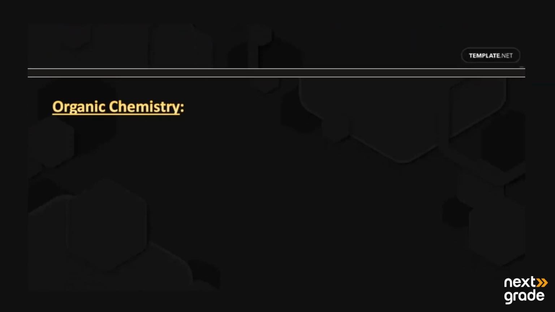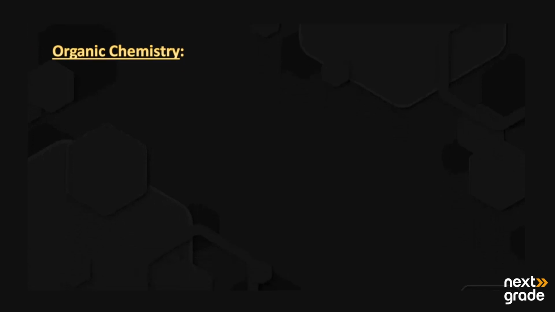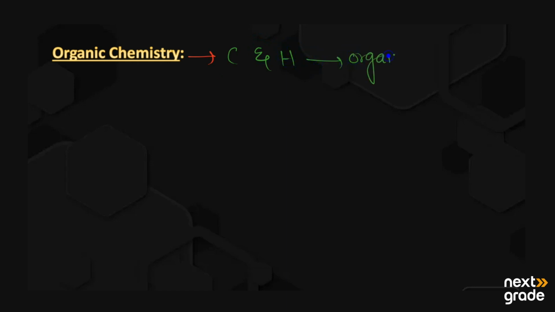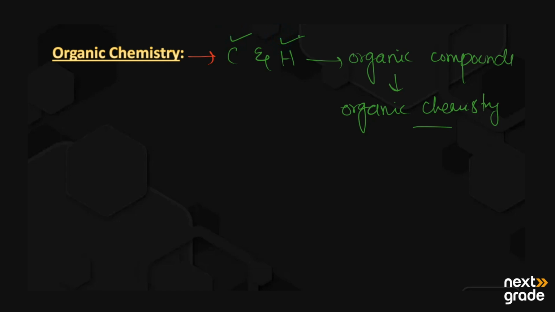Next, if we look at the definition scientifically, all the compounds containing carbon and hydrogen are known as organic compounds, and the study of these compounds is known as organic chemistry. So all the compounds we study may have carbon as well as hydrogen. For example, proteins contain carbon as well as hydrogen and many other elements.